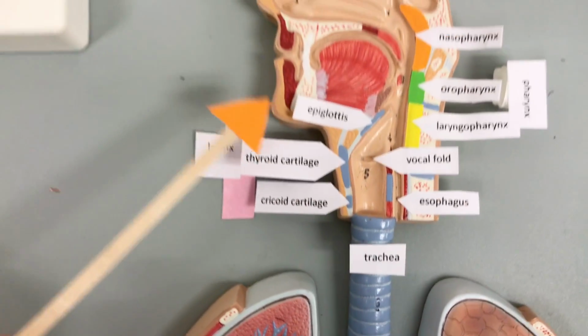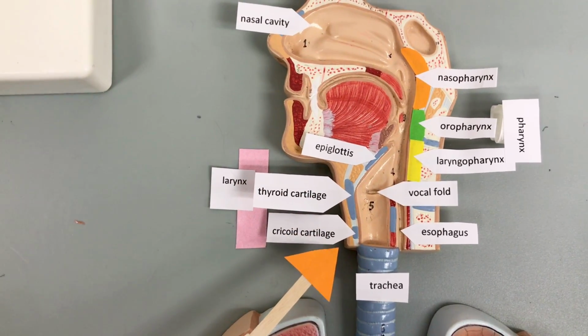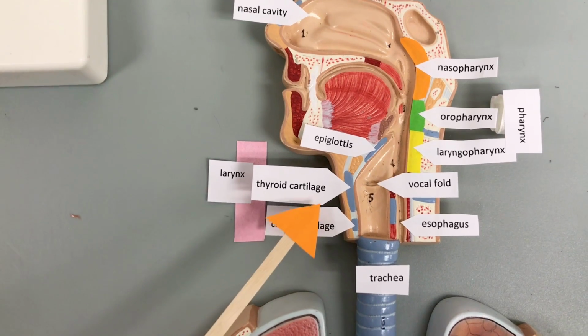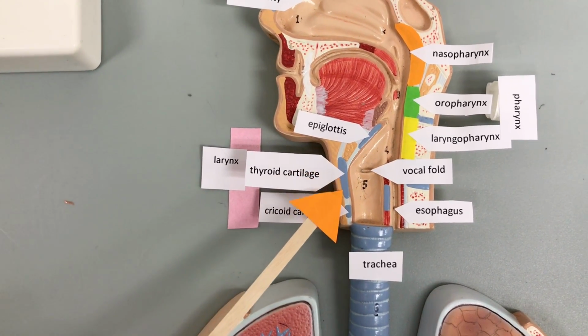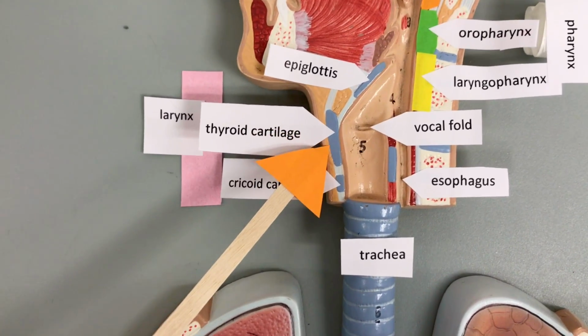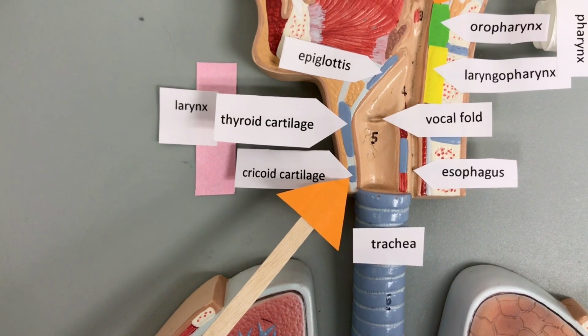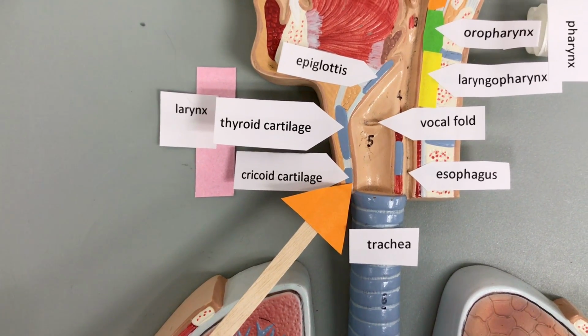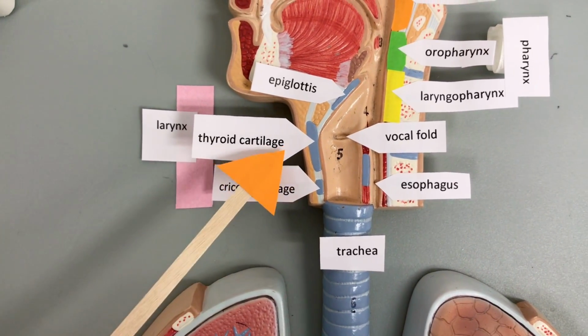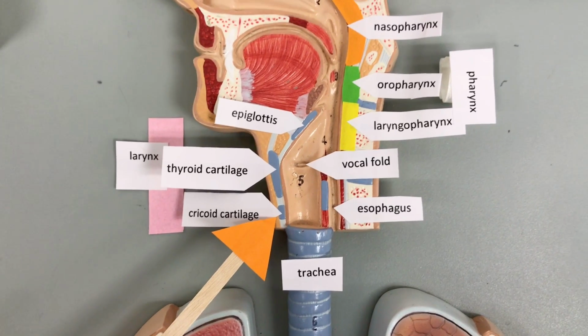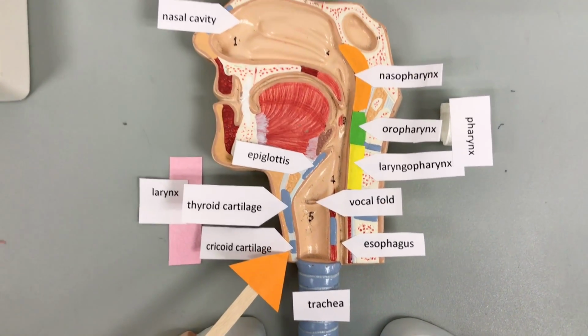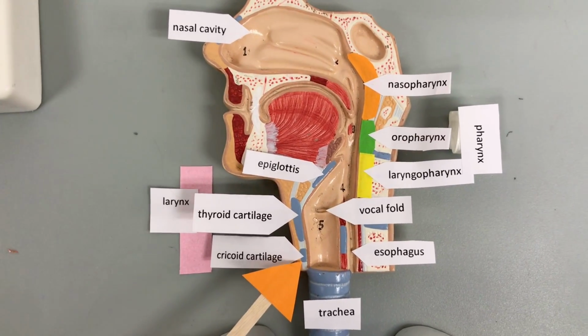So the larynx is this region here. It's got 9 pieces of cartilage, and on this model we have the thyroid cartilage represented by this blue line, and this little dot here is representing the cricoid cartilage. So both the thyroid and the cricoid cartilage are hyaline cartilage.